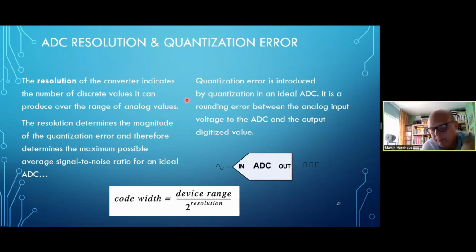And by a stroke of luck, in digital we use the power of 2 almost everywhere. You will find that the number of quantization levels, the number of discrete values which can be produced from an analog input source, is always expressed as 2 to the power of something. And that something is the number of bits in your ADC.